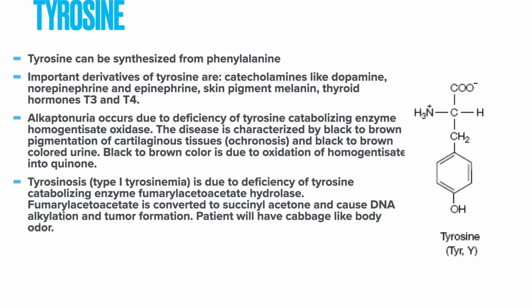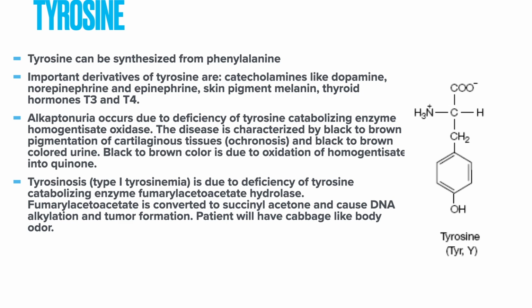Tyrosinemia. There is type 1 tyrosinemia, which is also called tyrosinosis, because of the deficiency of another tyrosine catabolizing enzyme called fumarylacetoacetate hydrolase. Deficiency of this enzyme will lead to elevation of fumarylacetoacetate, and that fumarylacetoacetate will be converted into succinylacetone, and succinylacetone is a DNA alkylating agent, and that causes tumor formation. Also fumarylacetoacetate has a characteristic odor, which is referred to as cabbage-like body odor. So, patients with tyrosinosis will exhibit cabbage-like body odor.